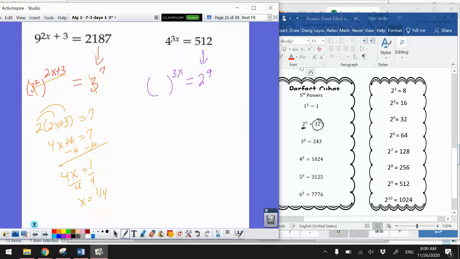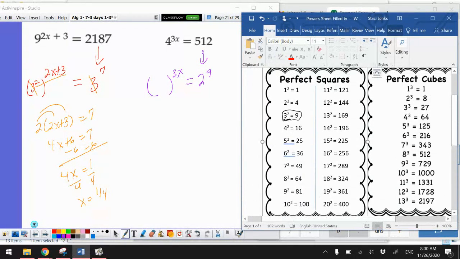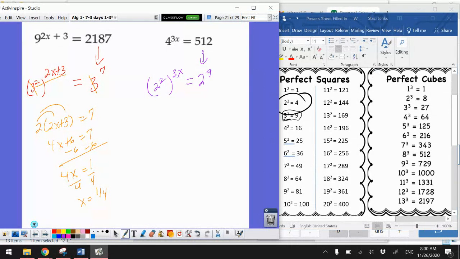All right, let's substitute. 4 is actually what? 4 is 2 squared. It's right there. So 2 squared. Okay, bases are the same. So again, these are going to go away. I'm left with what the powers are. So 2 times 3x is equal to 9. So 6x equals 9. Divide by 6. X equals 9 over 6. But remember, that has to simplify. So it's actually 3 over 2.